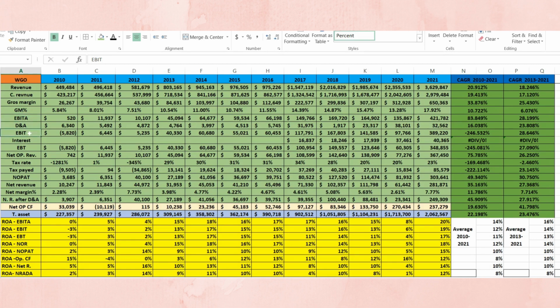So the next option would be EBIT, which would be earnings before interest and taxes, but after depreciation. Another option would be to use earnings before taxes, but after interest. Another option would be to use the net operating revenue, which is sometimes a little bit different because over here I calculated the EBITDA without the depreciation.